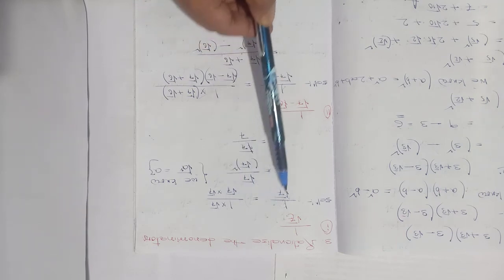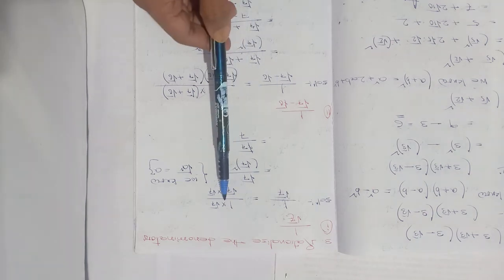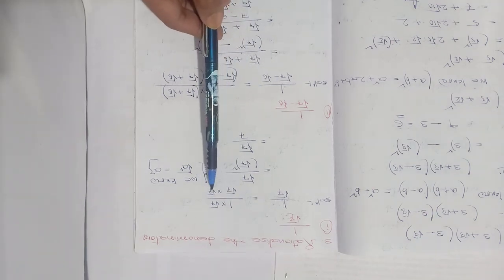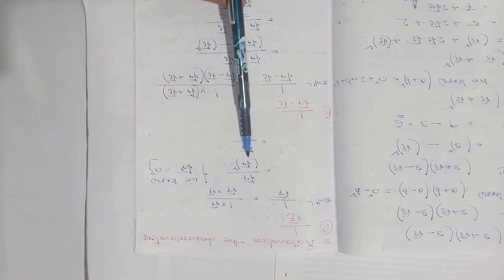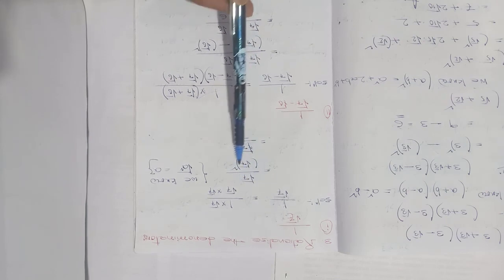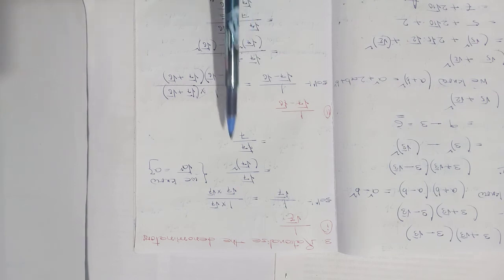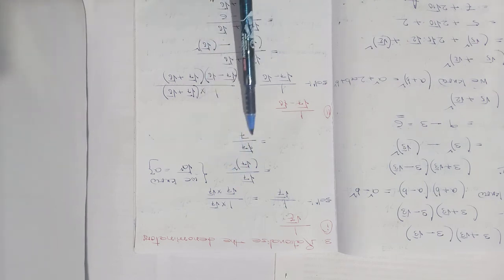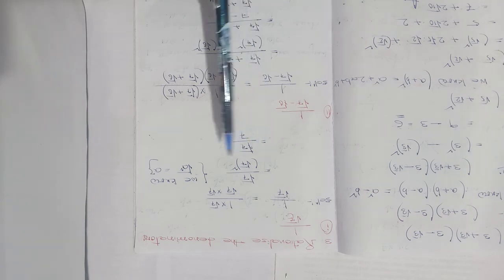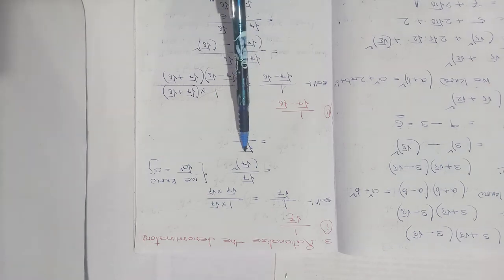So 1 by root 7, if you multiply by root 7 in both numerator and denominator, we get 1 into root 7 by root 7 into root 7. Root 7 into root 7 means root 7 whole square. So root 7 into 1 is root 7, divided by root 7 whole square. We know that root a whole square equals a, the square root cancelled. So here we will get 7. So root 7 by 7. Here the denominator is rationalized, right? Now the numerator is an irrational number, but the denominator we have made a rational number. So we have done it: root 7 by 7.